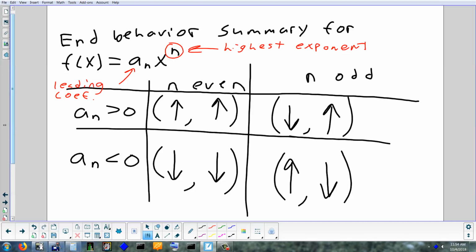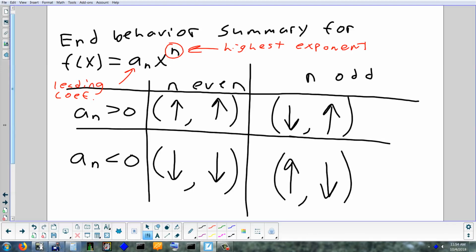Even exponents always have the same behavior on each end. Up, up, or down, down. If you don't remember that, just think of the most basic one you can. Think of y equals x squared. x squared is a parabola. It's a U shape. Squared is an even power. Up, up.